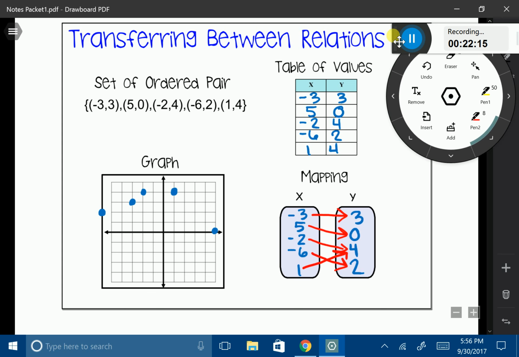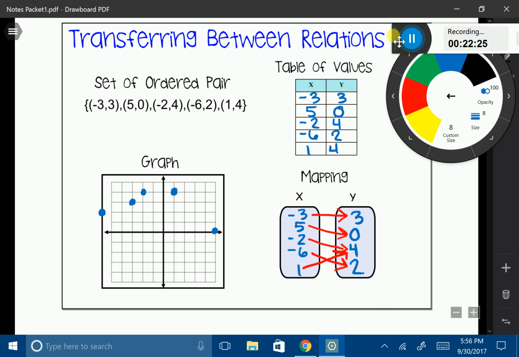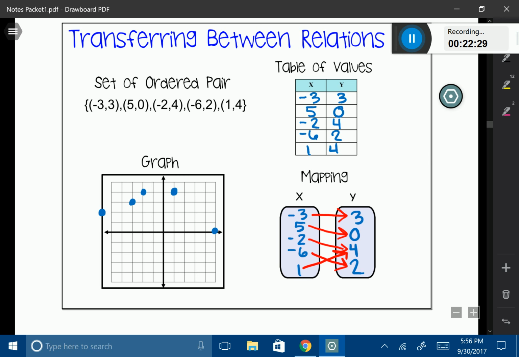Okay, and so now that I'm looking at this, I want to say, is this a function or not? So if we go, I'm going to choose green. If I go back to my set of ordered pairs and I look at my x values, you can see that they do not repeat. So it is a function for sure. Now just look at my x values over in my table of values. See how they don't repeat? It's still a function.